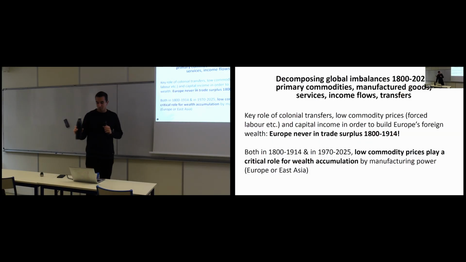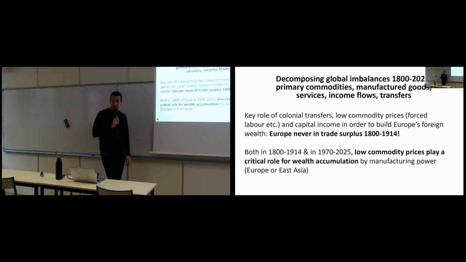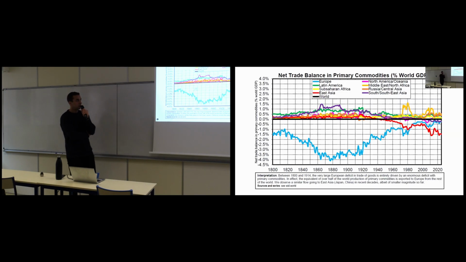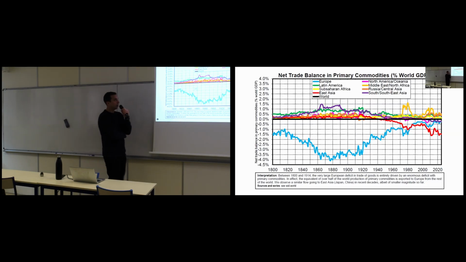Then let's see how the Europeans managed to build wealth today. No, sorry, in the past, and how the East Asian countries managed to build wealth today. So this is the net trade balance in primary commodities, so agricultural fuels across time. We see that the European line is super deficitary, so it's very, very below the zero line.